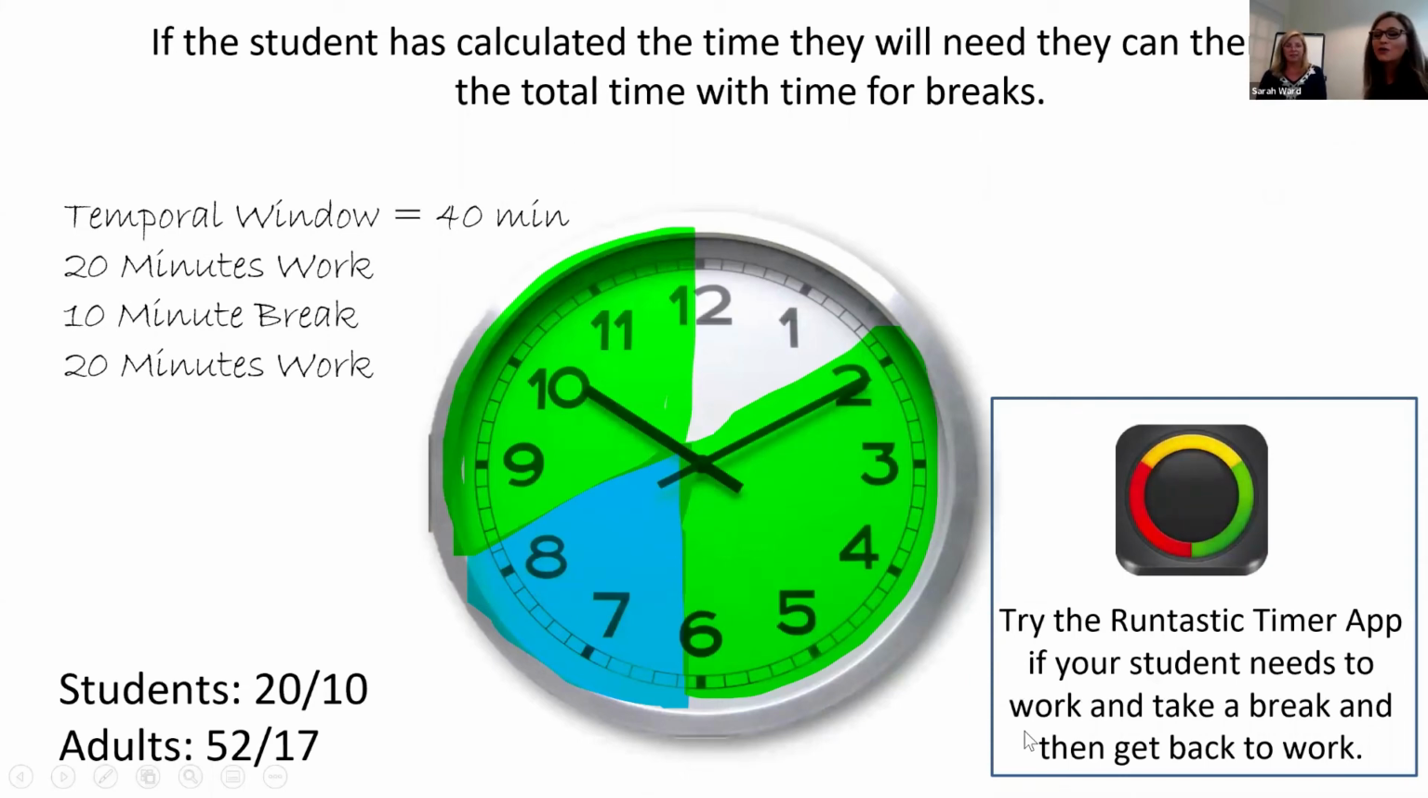Yep, so if you say to them, okay, well, we've calculated the window of work time is 40 minutes. So you could work for 20 minutes. We can shade on a clock with a different color, take a 10-minute break, which is represented by the blue, take another 20 minutes to work.